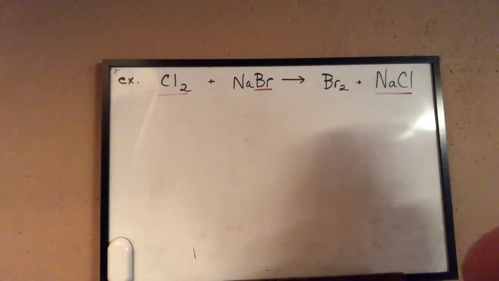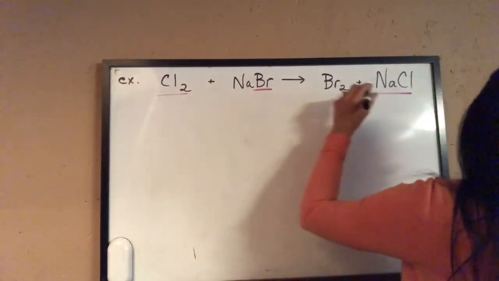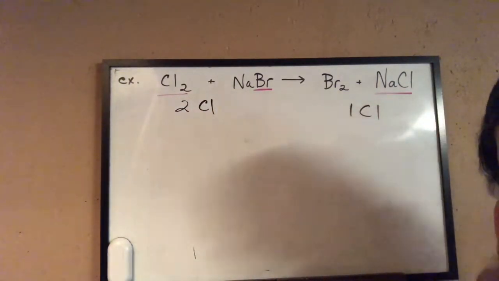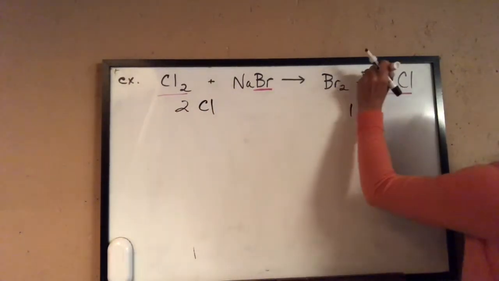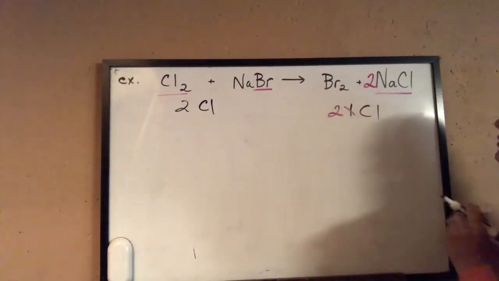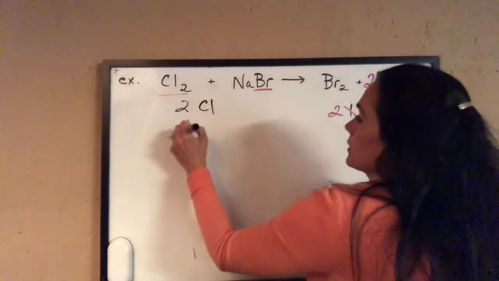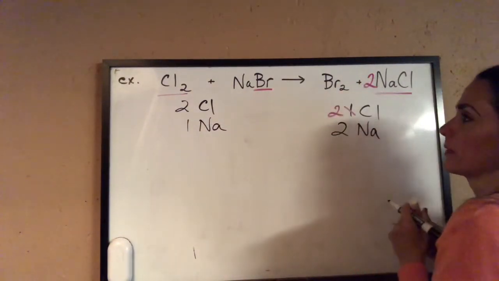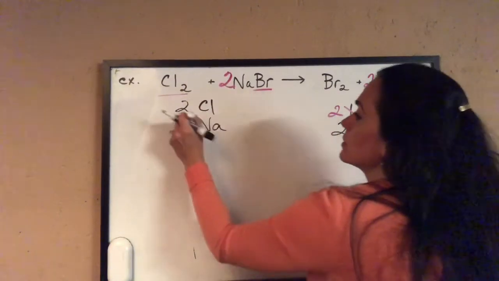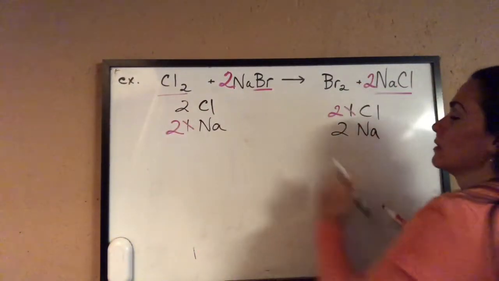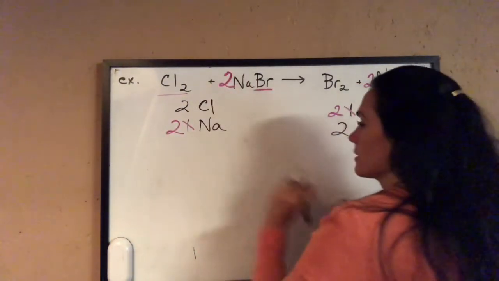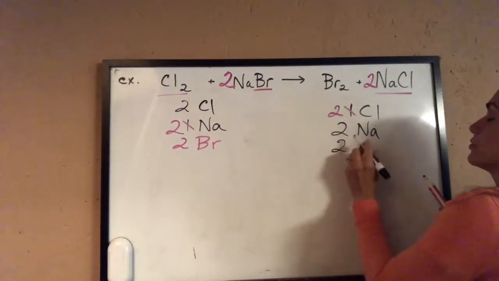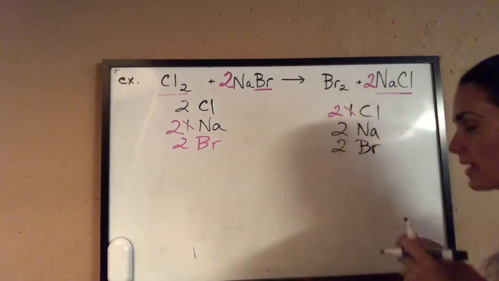Now let's balance it. We have 2 chlorines on the reactant side, and on the product side we have 1 chlorine. So let's put a coefficient of 2. Now we have 2 chlorines. 1 sodium on the reactant side, but we have 2 sodiums on the product side. We need to put a coefficient of 2 to balance out the sodium. Bromine, 2 bromine. Now the coefficient of 2 applies also to the bromine, and 2 bromines on the product side, balanced.